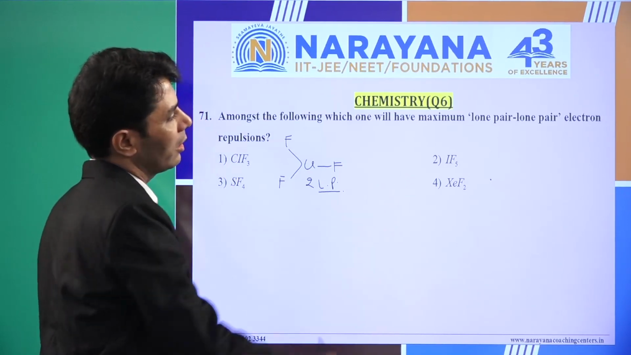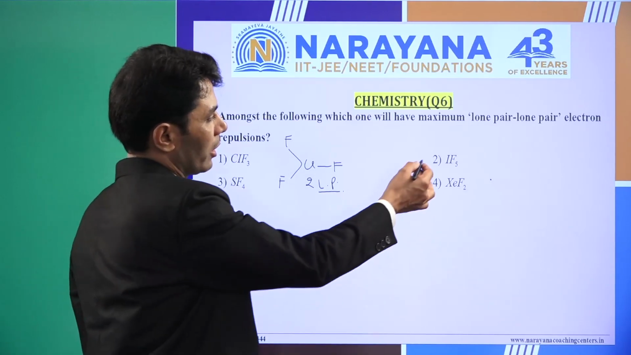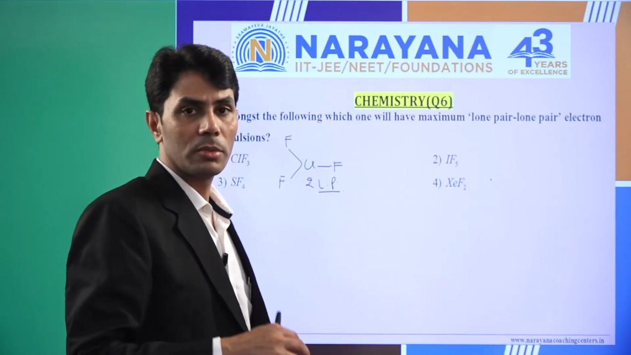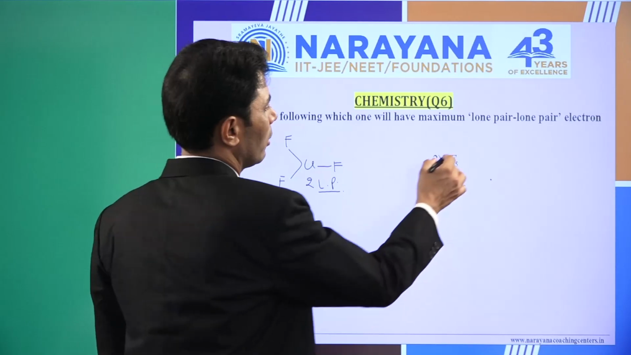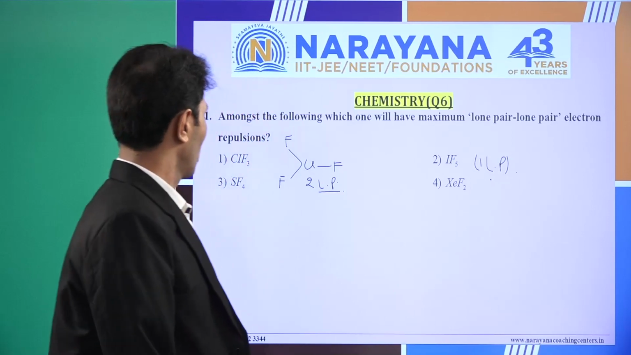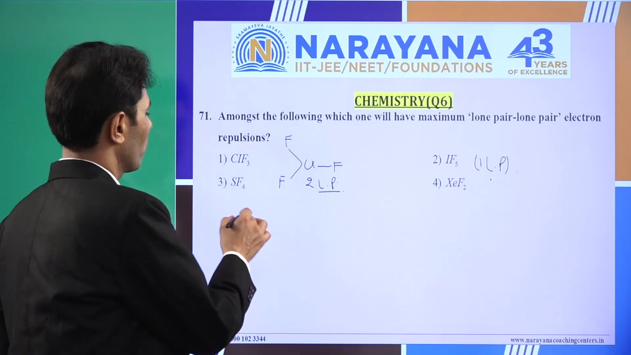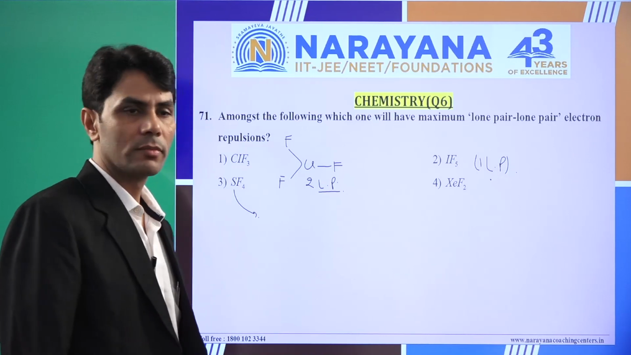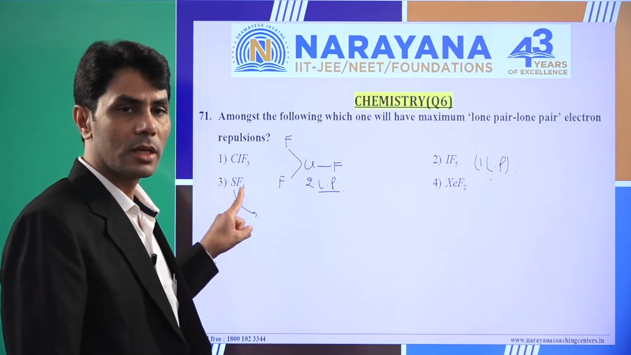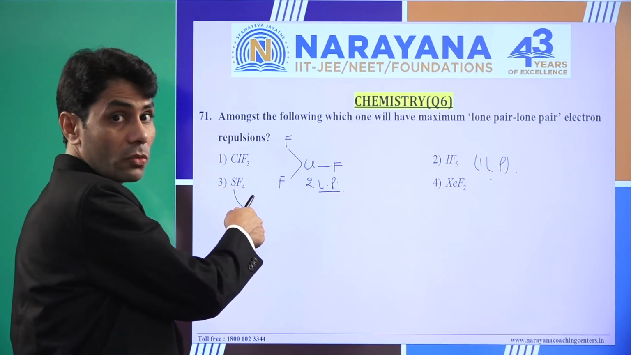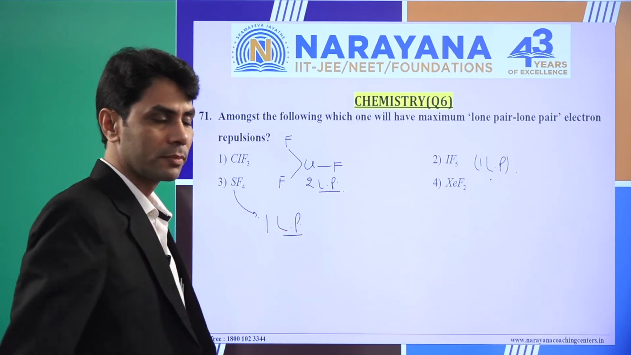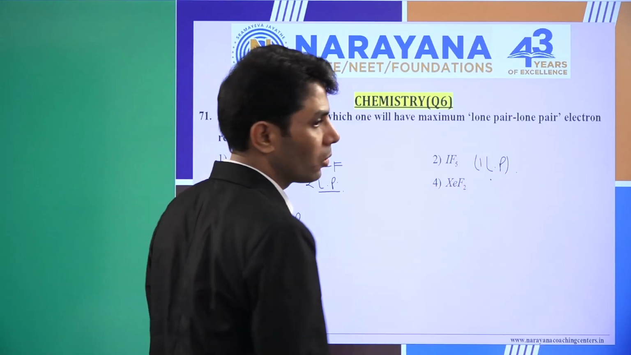The second one, IF5. Iodine also has 7 electrons in the outermost shell, the valence shell. 5 electrons are busy in bond formation, and the remaining 2 electrons mean there is only one lone pair. Now come to SF4. SF4 has only one lone pair. Why? Sulfur has 6 electrons in the outermost shell, and 4 electrons are busy in bond formation, so only 1 lone pair, right? 1 lone pair.